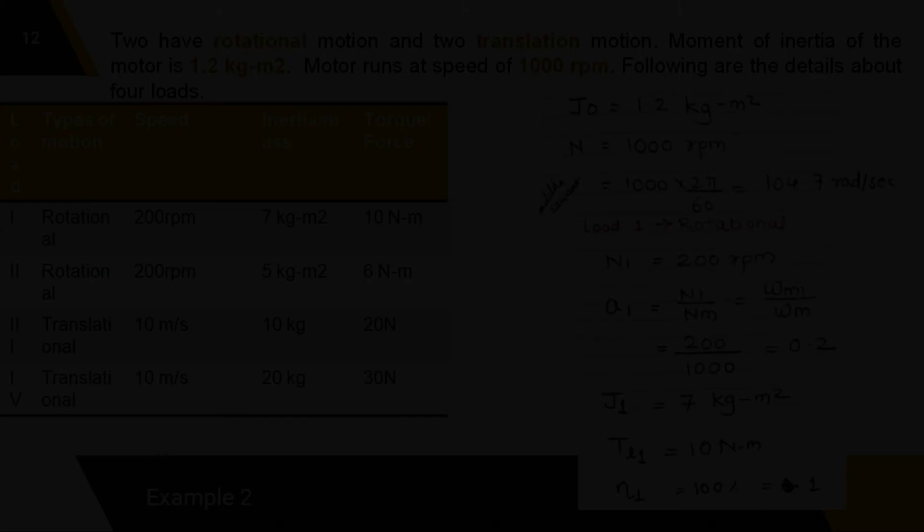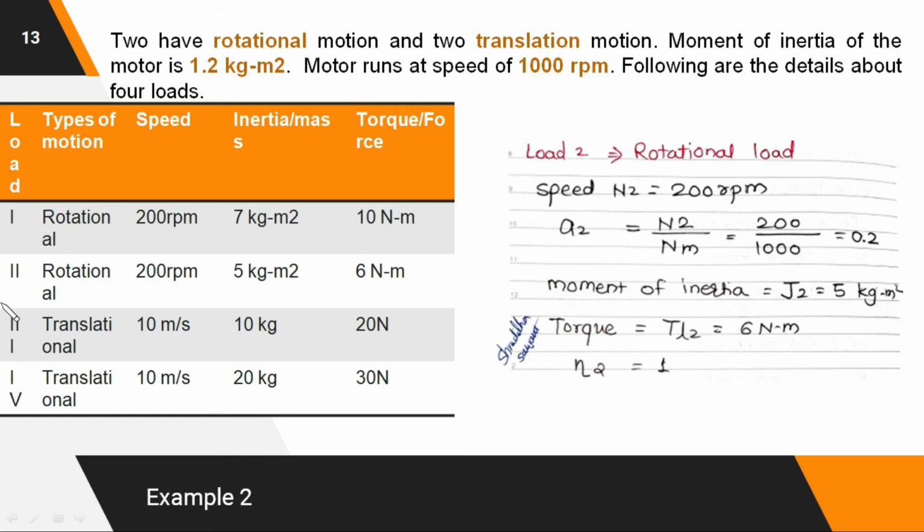Similarly, the second load is also a rotational load. So this 200 RPM will be N2, A2 will be 0.2, and the moment of inertia will be J2, which is 5 kg meter square. This is the torque TL2, and efficiency is not given, so we will consider it as 100%.